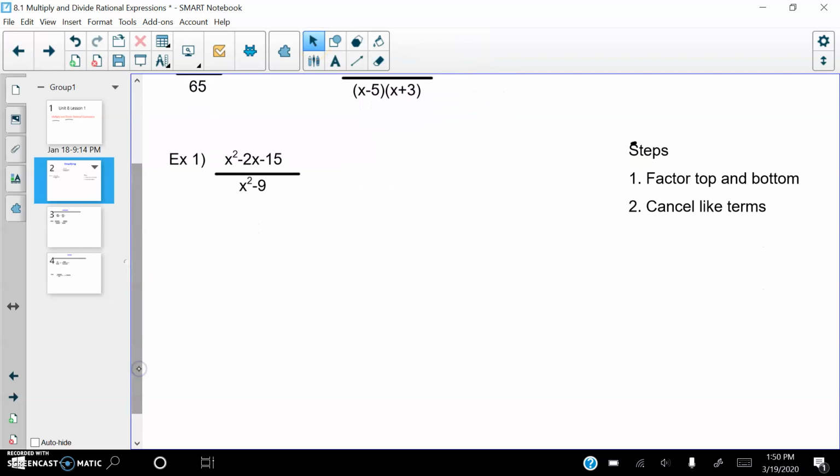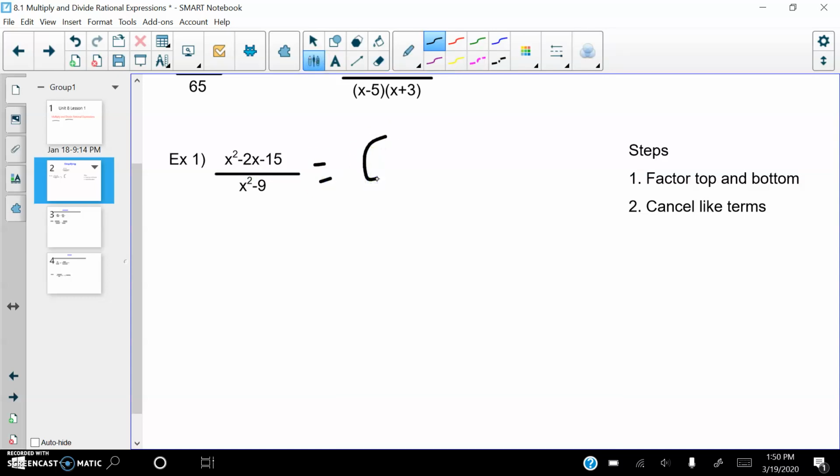Now right here for number 1, I have a couple things I have to do. The first is I gotta factor the top and the bottom as much as I can. So let's take a look at this. I have x squared minus 2x minus 15 on the top here. And then I want to look for two numbers that multiply to negative 15 but add up to negative 2.